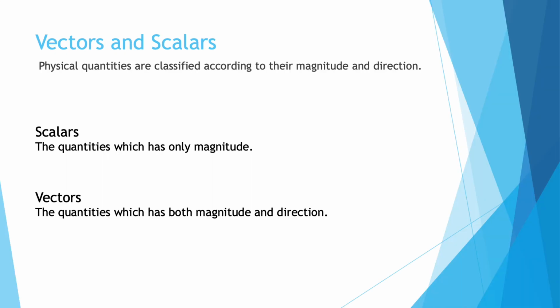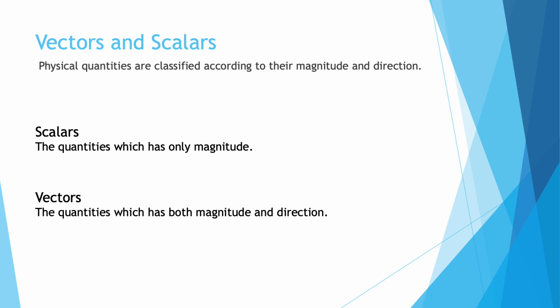calculation. Vectors and scalars. Physical quantities are classified according to their magnitude and direction. They are classified as scalars and vectors. The quantities which have only magnitude, or for which magnitude is sufficient to explain them, are known as scalars. For example, distance, speed, time, etc.